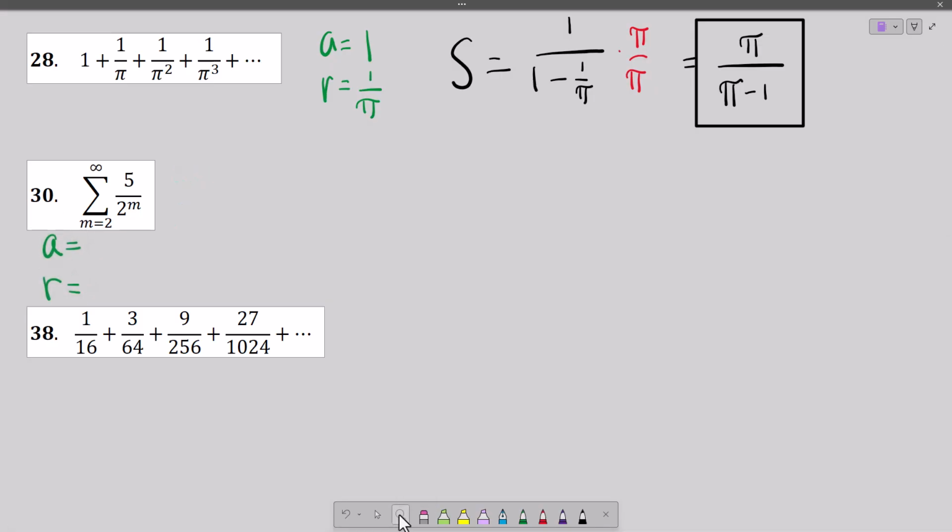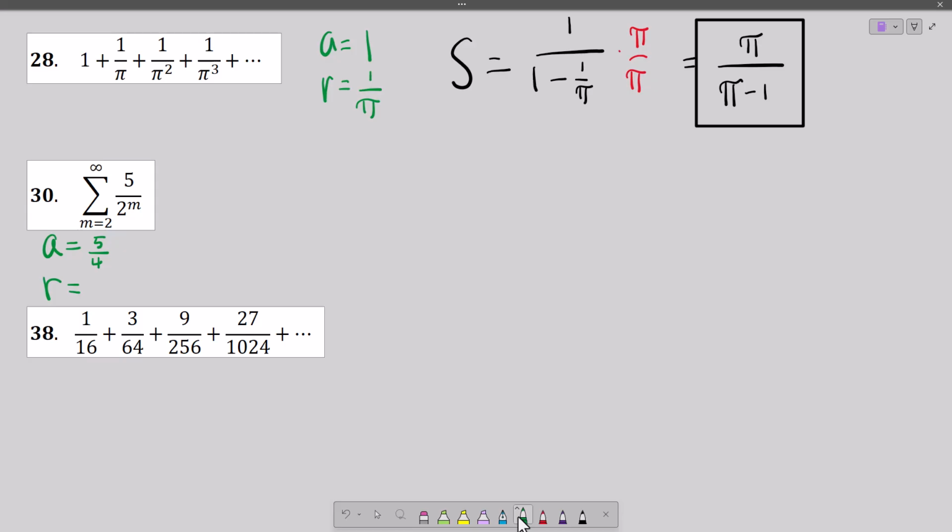All right. What is A? So A, we plug in the 2. So what is it? Did you say 5/4? Very good. A is the first term, which means plug in the first index value, and that's 2 to the 2. 2 to the 2 is 4. So that very first term is going to be 5/4. That's going to be our A value.